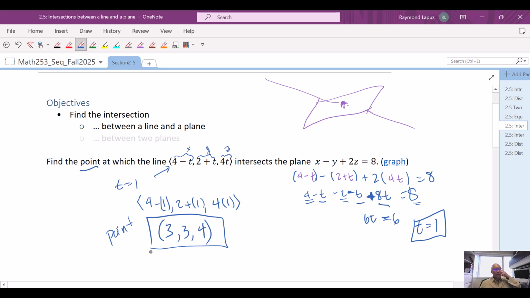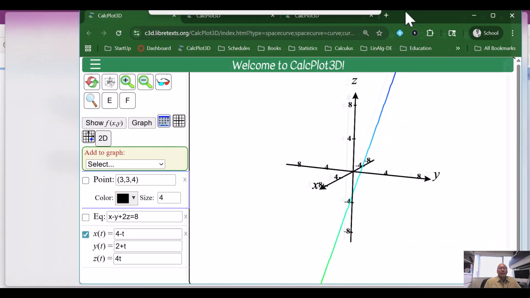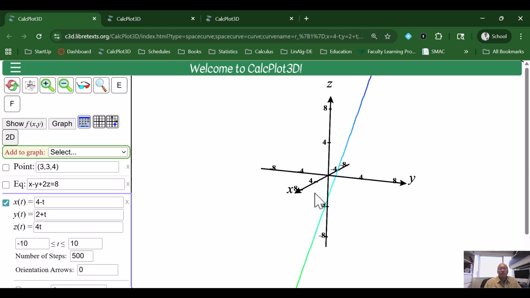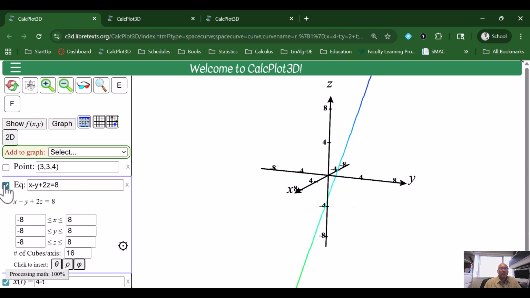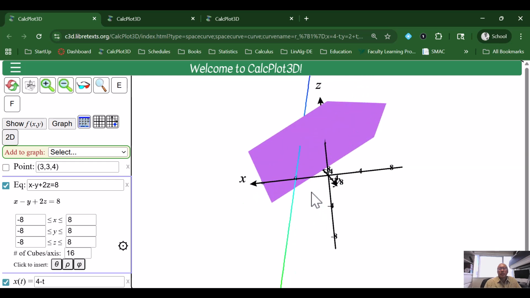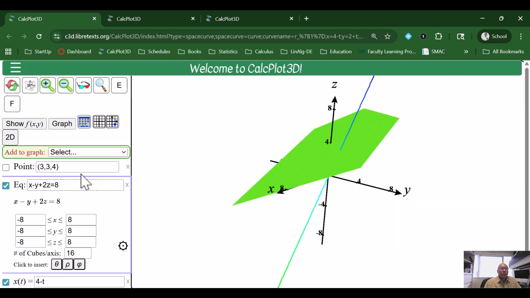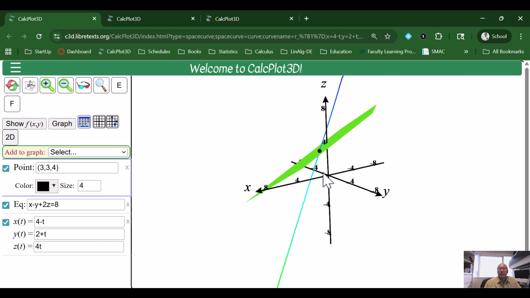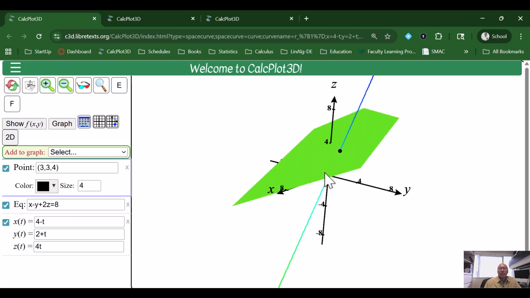Okay, let's view that in our handy dandy CalcPlot 3D plot. We have our line here, and I already have the plane typed in, and so that's the plane. And then if we look at 3, 3, 4, which is the point that we found, that is actually that point that we're looking at, and it is in fact on that plane and passes through that line.